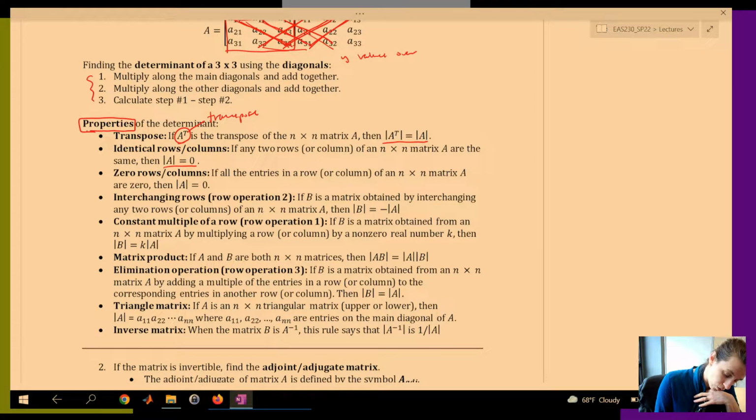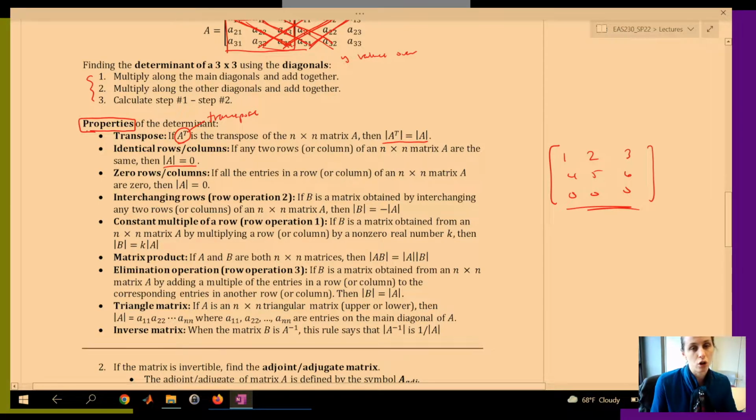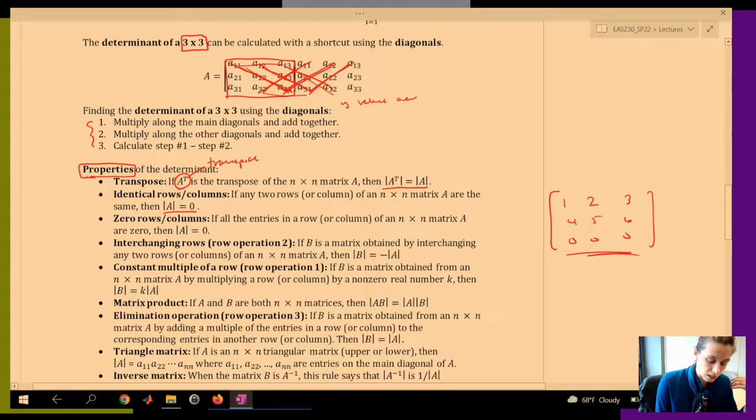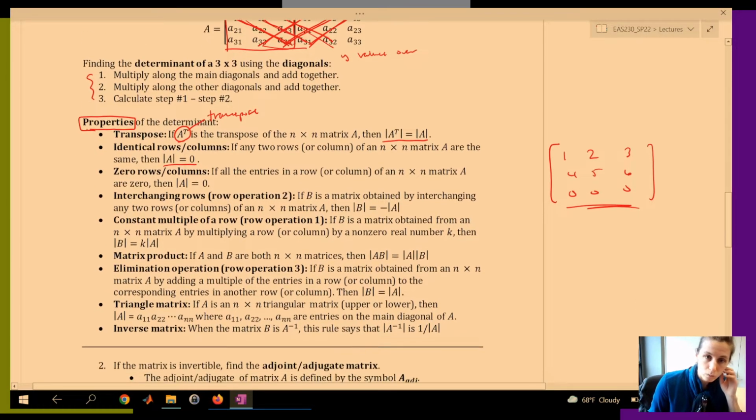Then we have 0 rows. So if all the entries in a row or column are equal to 0, then the determinant equals 0. So that's pretty clear to see. If we end up with zeros at the bottom, the determinant is equal to 0. And you can see that easily with this diagonal method where everything's going to be multiplied by 0.